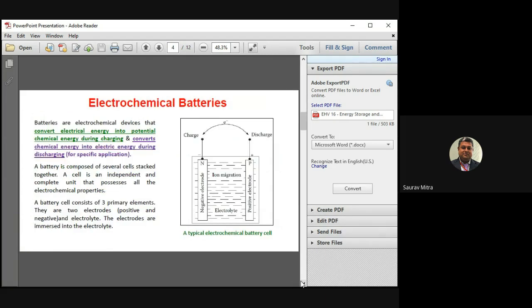This is the electrochemical battery. Definitely, I'm not going to explain this. Only what you have to know is that this is an electrochemical device. Things required: we need two electrodes.